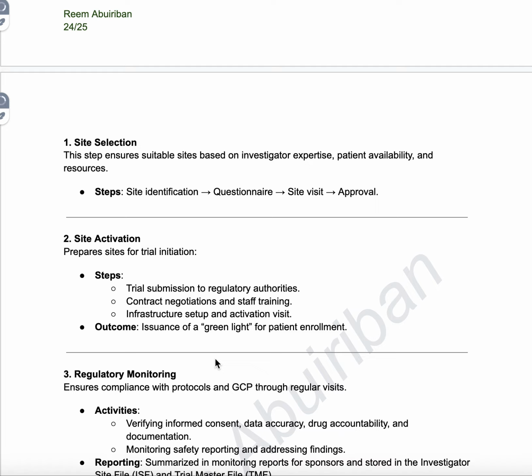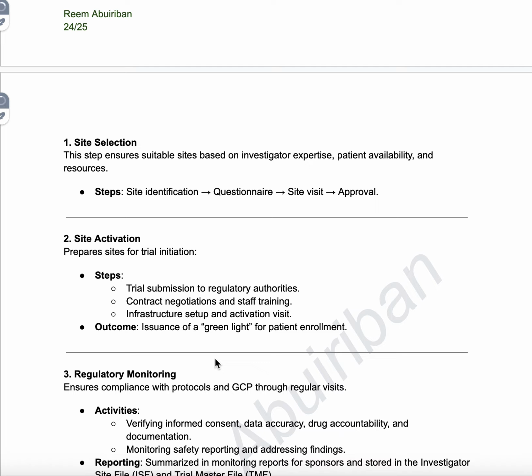So the site selection depends on the experience of the investigator, and the patient availability, because we may look for certain diseases, certain patients, and the resources, and then we choose the site. So the step is site identification. That means what should be the points that are present in this site.